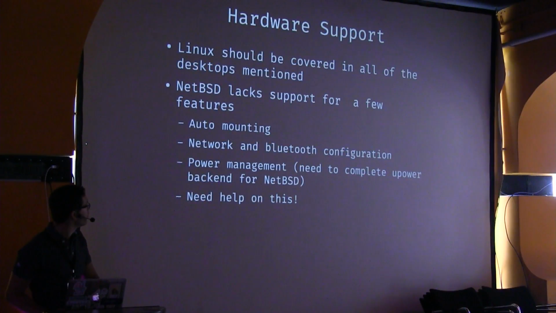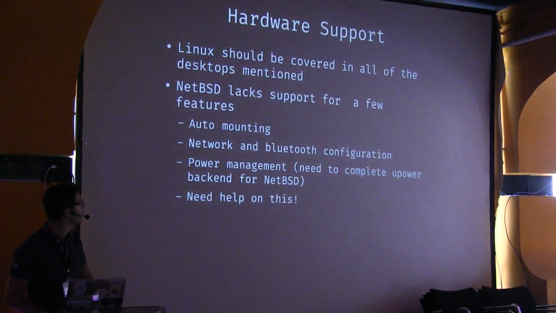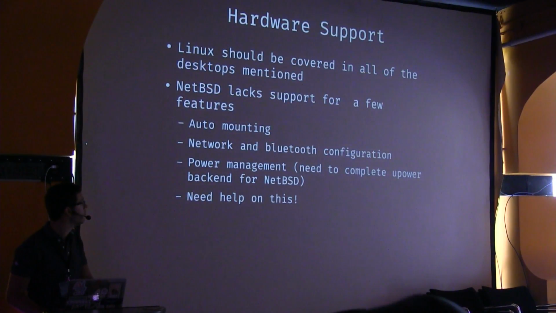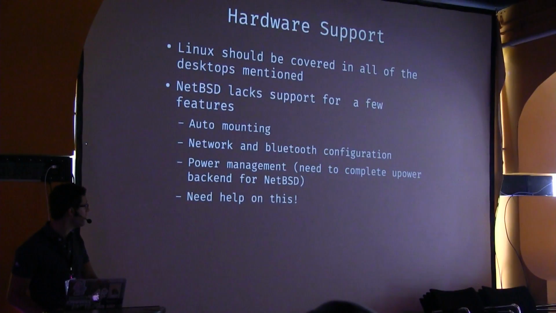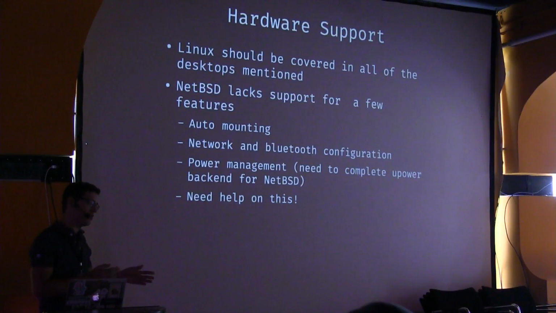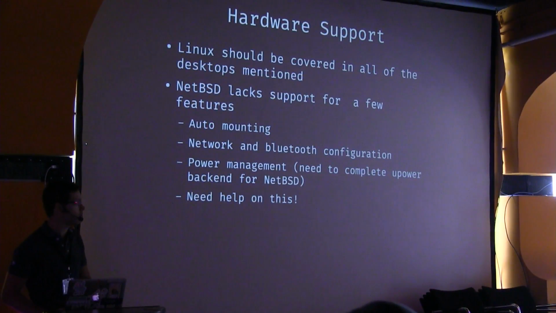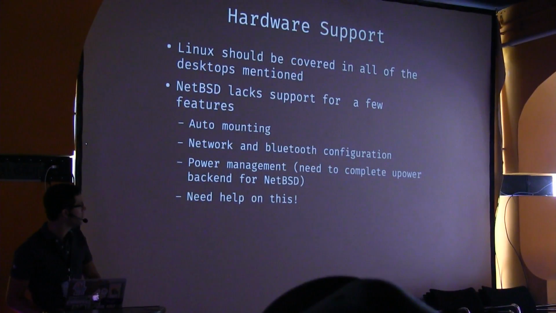So, hardware support. Of course, most of the desktops are built on Linux, so that's fine, and all the options should be enabled for Linux. NetBSD lacks a few features for really basic stuff, like auto mounting and network Bluetooth configuration, which is something I hope to be working on too. Power management is incomplete. There's some UPower support, but stuff like lid switch detection doesn't work yet. That's really a NetBSD issue, but lots of hardware doesn't support suspend. We don't support hibernate either, which is expected of a good desktop, so I hope that we can work on that. Also, I'm probably going to need a lot of help on this.